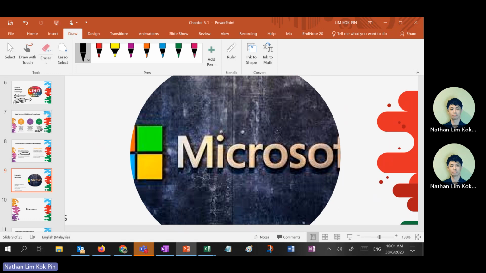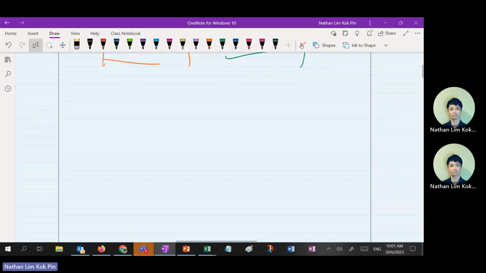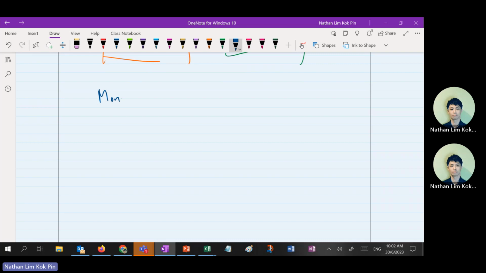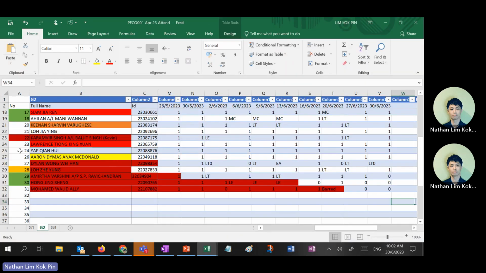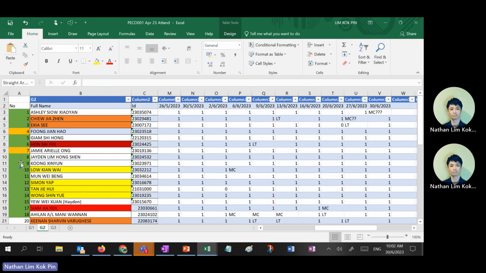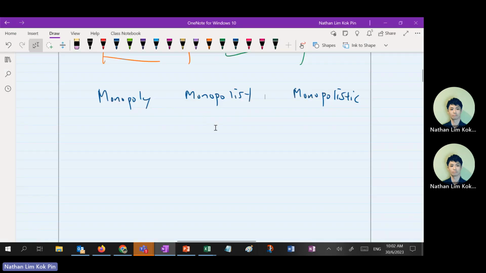You also need to know the difference between monopoly, monopolist, and monopolistic. Do you know the difference? Jaden, what do you think? This one, normally in the question, they read it wrongly, so they answer wrongly. The entire market strategy is wrong. Looks all the same, right?